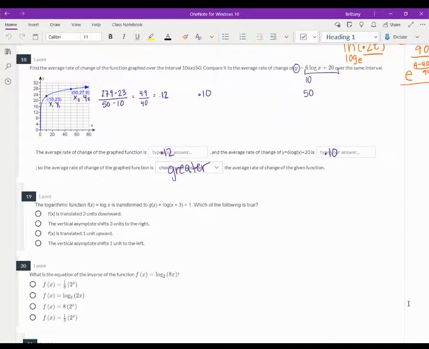Number 19, the log function is translated. We know a plus 3 on the inside means left 3. We know a plus 1 on the outside means up 1. So select what's true. That's not true. Up 1 is true. 3 to the right, that's not true. 1 to the left, that's not true.